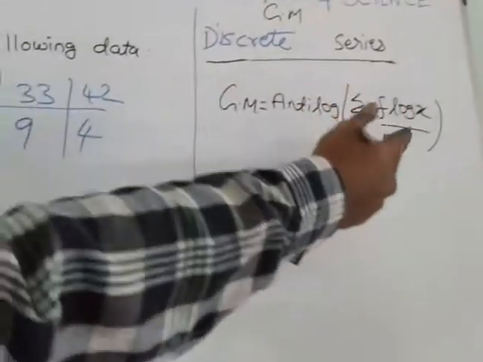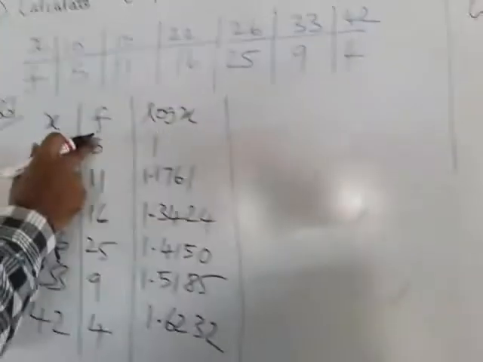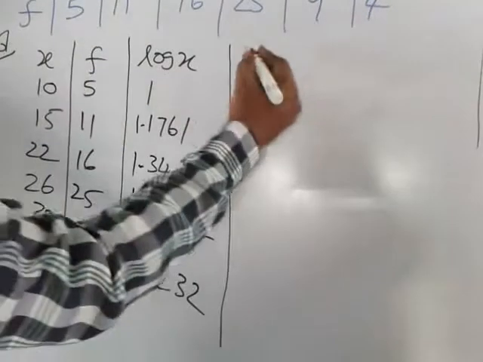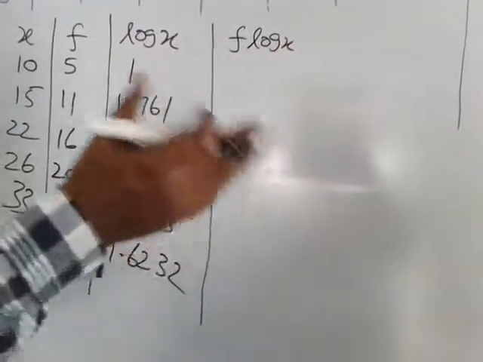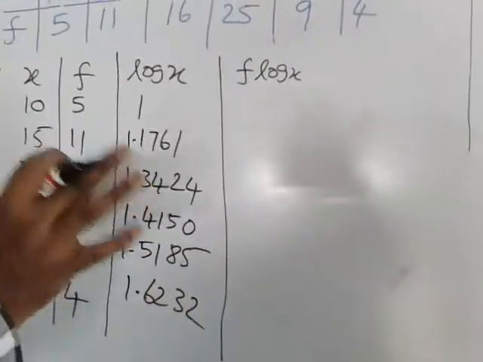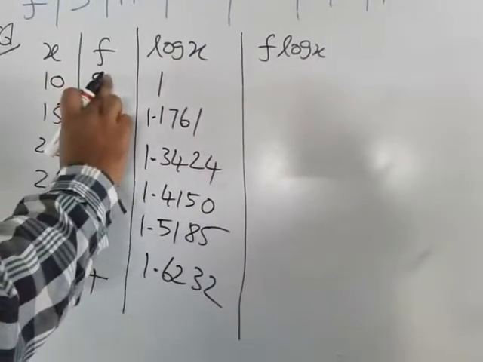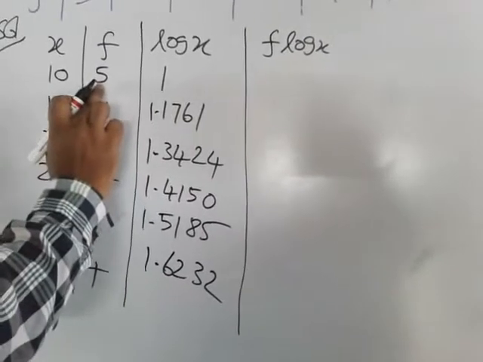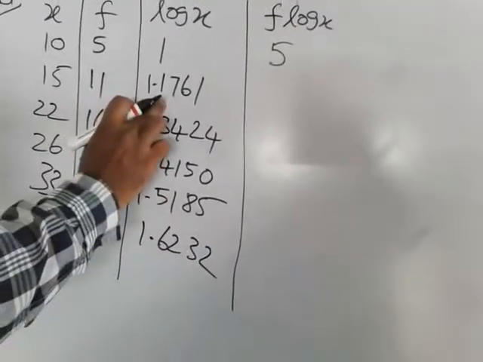After finding log x, what's the formula? f log x. That means you multiply the frequency f into log x. You already wrote the f values and log x here; now just multiply, and that is our f log x column. We multiply using the calculator. 5 into 1 is 5. This is easy; if there are decimals, use the calculator. Now 11 into 1.7161.